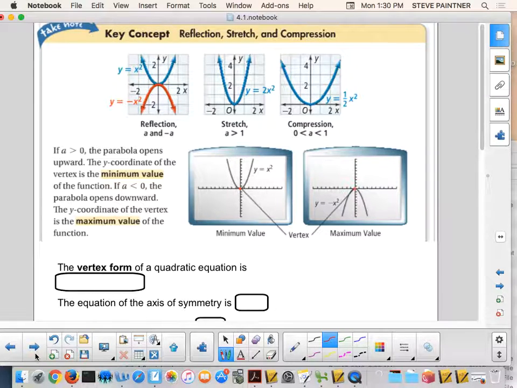Okay, these top 3 are just review of what you learned back in chapter 2. Basically it says this. When will you stretch? When your A value is what? Anything bigger than 1 stretches the parent. Anything between 0 and 1 does what? Compresses, which means flattens it. Here's an A value and a negative A value. A positive A value would make your parent go up, where a negative A value will make your parent go down. Just review. Questions?